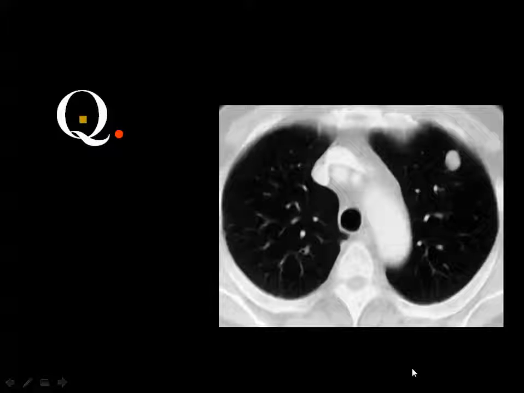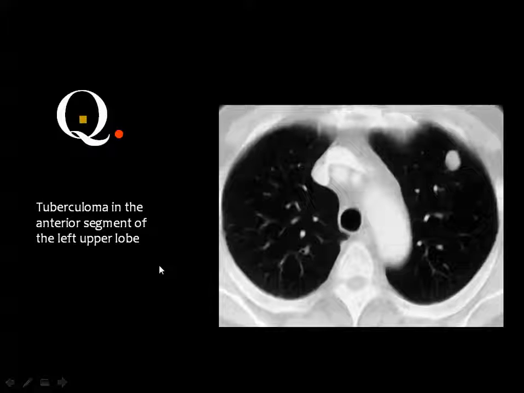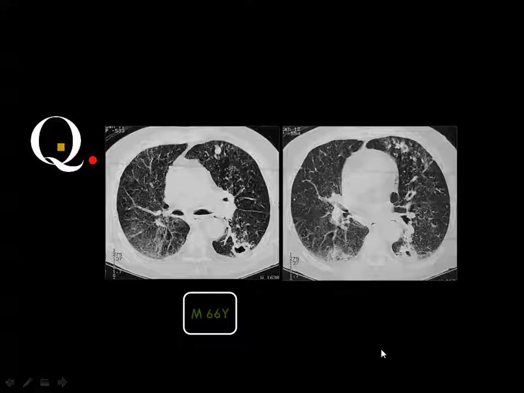Then what do you think of this pulmonary nodule? It is in the upper lobe. Which upper lobe? The left one. Which segment? The anterior segment. Yes, very good. Because if you draw a line here and you see this is the anterior segment, apical and posterior, you fuse together. And this patient had TB of the lung.